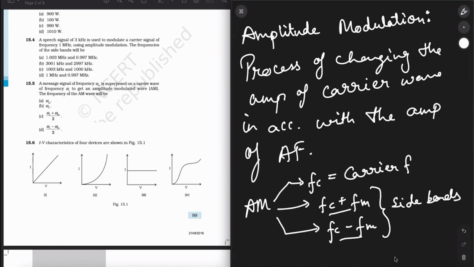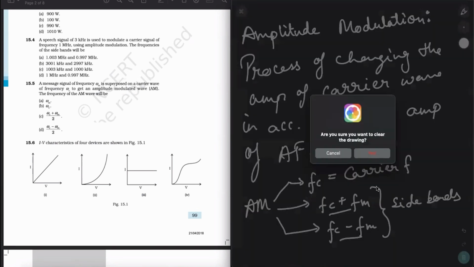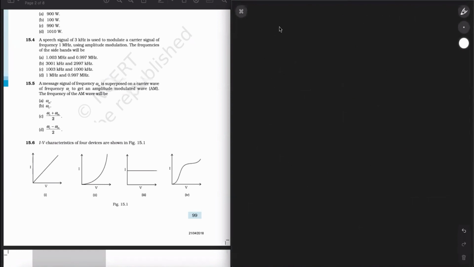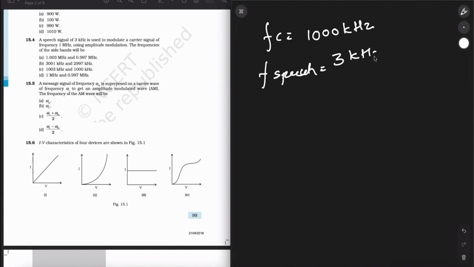So if you want to calculate the sideband frequency, we already know the carrier frequency. It has been given to us. The carrier frequency fc is 1 megahertz. I can write it as 1000 kilohertz. Simple. And the frequency of the speech signal is 3 kilohertz.